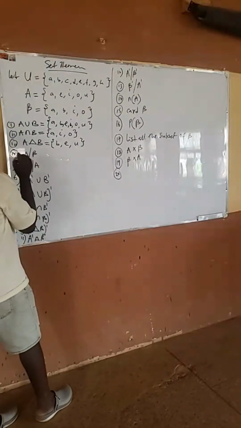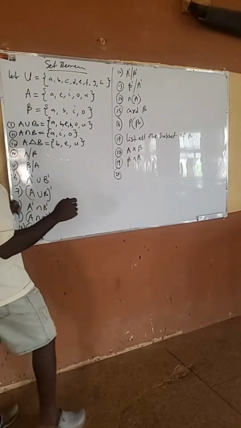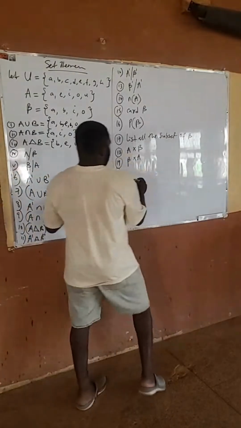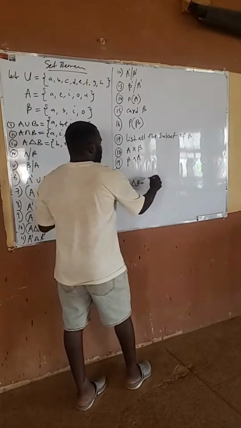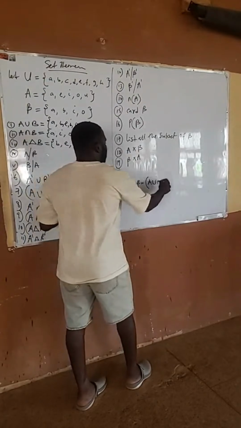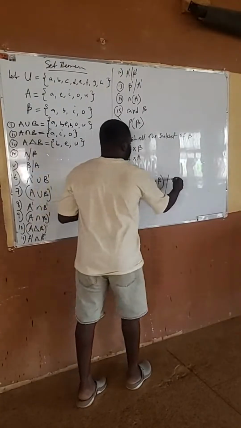Now, another formula for symmetric. Let me write it here. Watch me. Another formula for symmetric is A symmetric B simply means the difference between their union and the intersection. The difference between the union and intersection.